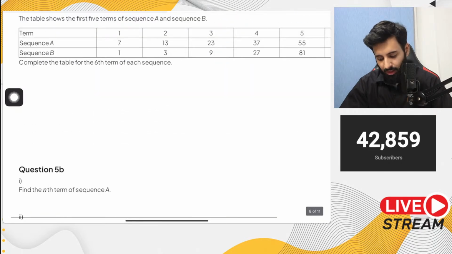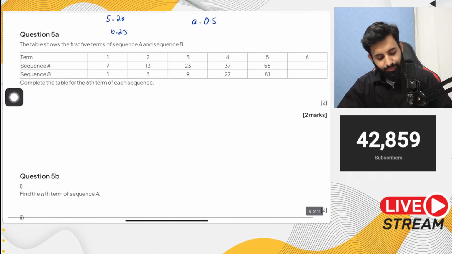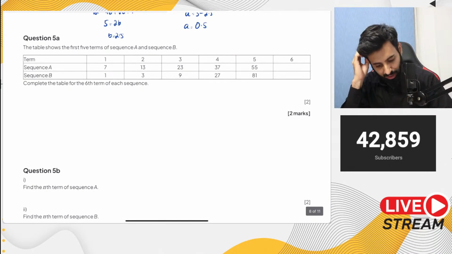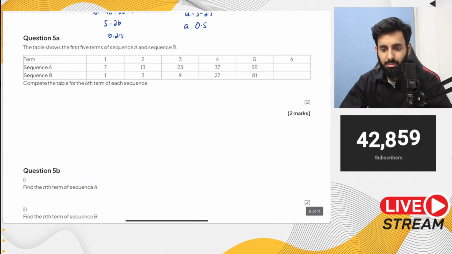Okay, now the table shows the first 5 terms of sequence A and B. So we have sequence A, and then we have to find out. Okay, so we just need to complete the table.